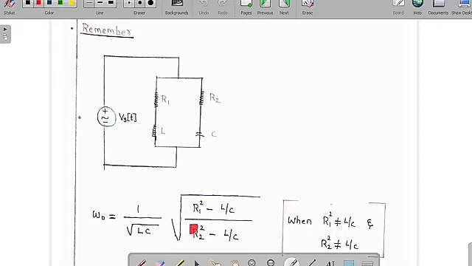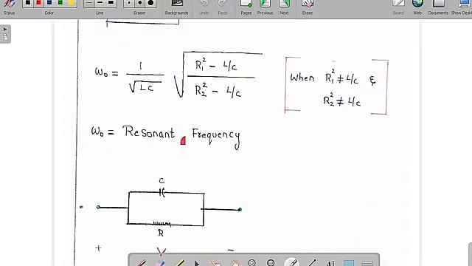At this resonant frequency, the circuit will be purely resistive. So omega naught is equal to 1 by under root LC into under root of (R1 square minus L by C) by (R2 square minus L by C), when R1 square is not equal to L by C and R2 square is not equal to L by C. This is called the resonant frequency.